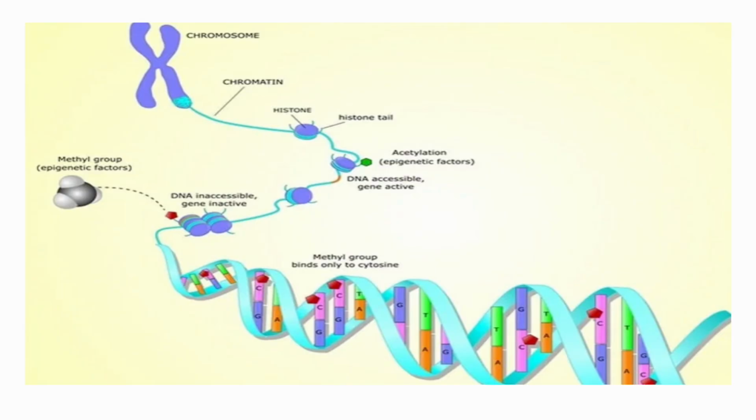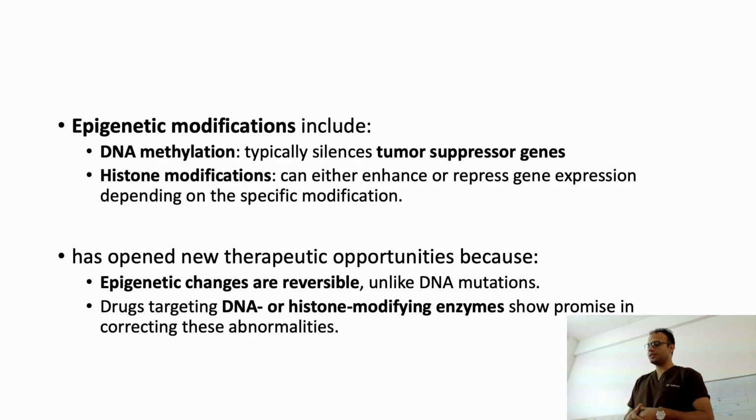So the knowledge of this is important because this is the basic. This is the first step of carcinogenesis, and this is the first step where we can start our treatment if we know it beforehand. As I said, epigenetic modification includes DNA methylation, which typically silences tumor suppressor genes, or histone modification, also known as acetylation of histone, which can either enhance or repress gene expression.